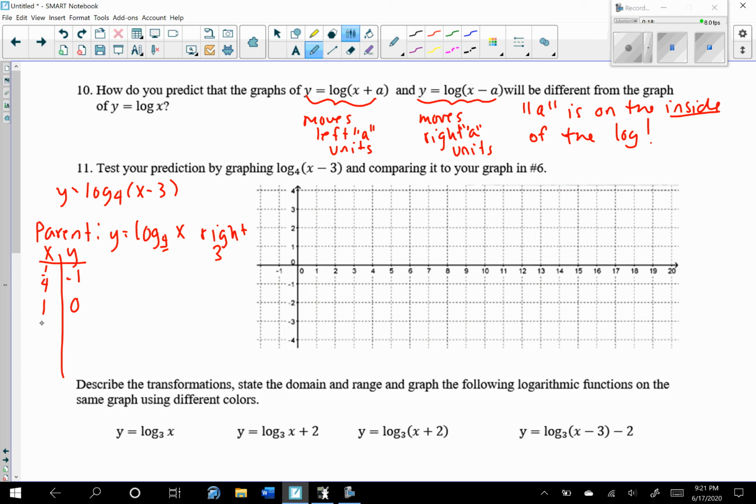Again, the base is 4, so the next number I'm going to use is 4. So 4 to what power gives me 4? 1. And then think about your perfect squares. So 4 squared is 16, so log base 4 of 16 is 2. So we can go ahead and plot these points. 1/4, -1, 1, 0, 4, 1, and 16, 2. And again, if it helps you to actually use the inverse graph to graph this and make the table, that's perfectly okay.